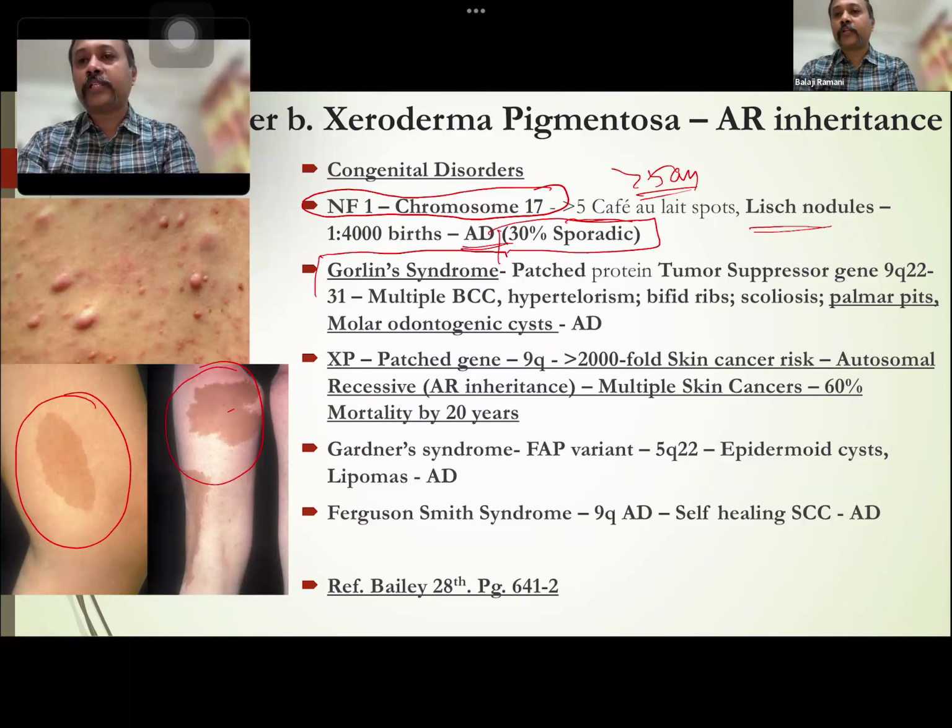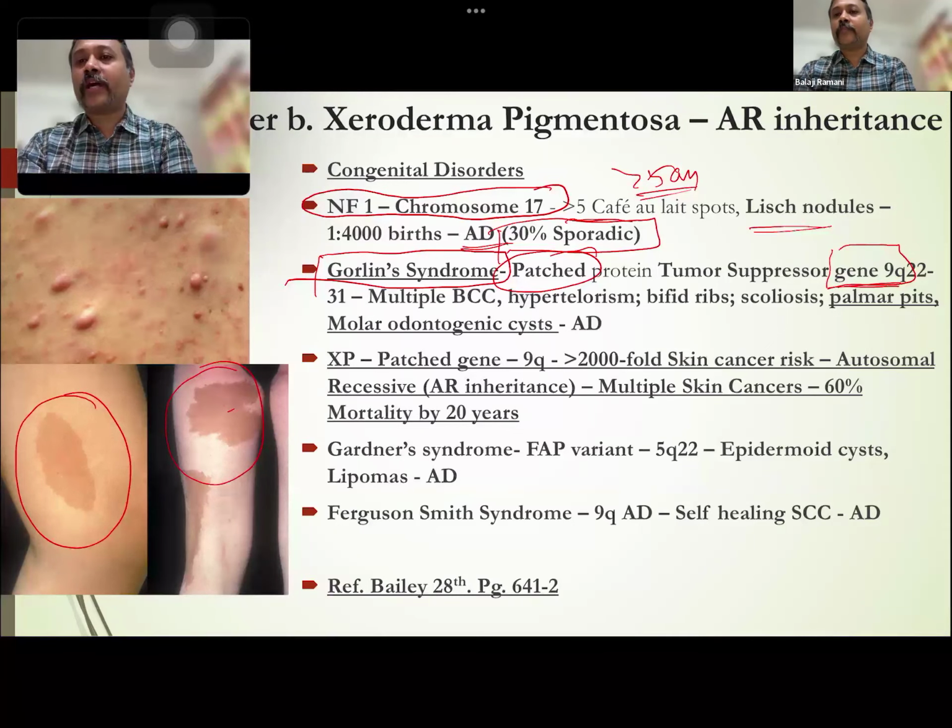Then you have the Gorlin syndrome, which is again autosomal dominant, but here it is associated with tumor suppressor gene 9q. Remember, the NF1 gene, the neurofibromin gene, is also a tumor suppressor gene. In the same way, Gorlin syndrome is associated with the patched protein. Now, this particular locus 9q is associated with a lot of skin tumors. So, Gorlin syndrome, where classically you have multiple BCCs. Along with that, you will have palmar pits, bifid ribs, hypertelorism, molar cysts. So these may be some questions.